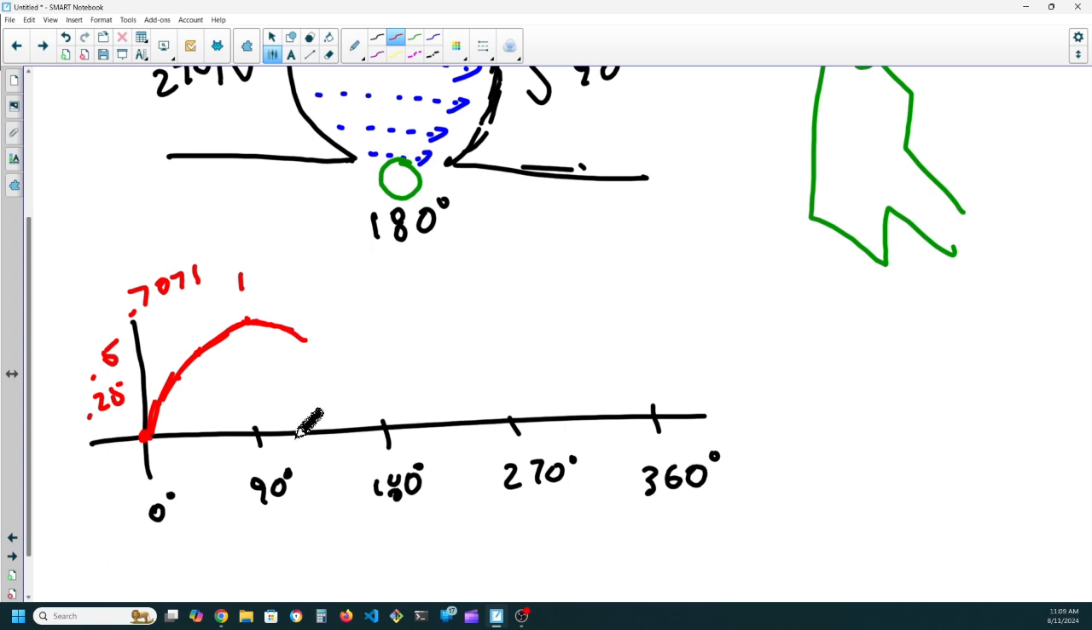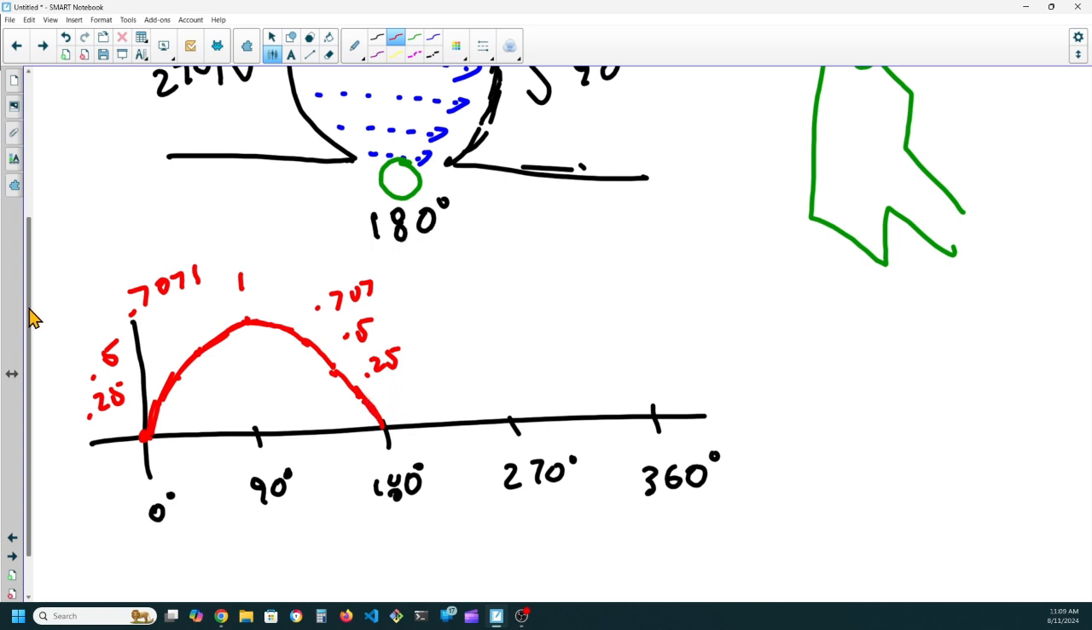And then we said when we got to 120 degrees, I believe we're at 0.866. And when we get to 135 degrees, we're back to 0.7071. And when we get to 150 degrees, we're at 0.5 again. And when we get to 165 degrees, we're back to 0.25. And then when we get to 180 degrees, we're back to 0.